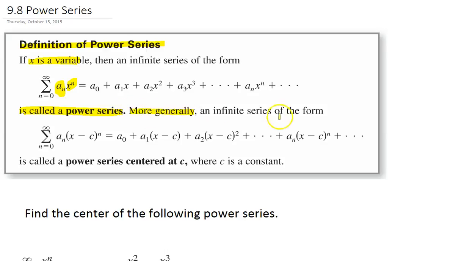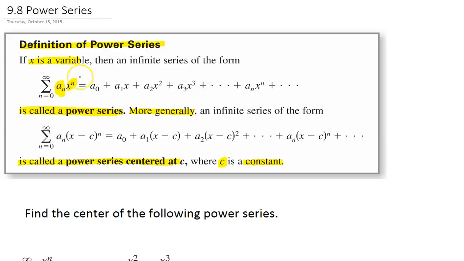More generally, guys, an infinite series of this form is called a power series centered at c, where c is a constant. Basically, if you see an infinite series of the form an, some function of n, times x minus c to the power n, that is the more general definition of a power series. Now, it's very easy to determine the center of a power series. All you have to do is pay attention to the parentheses x minus c, and the constant c is the center of the power series.